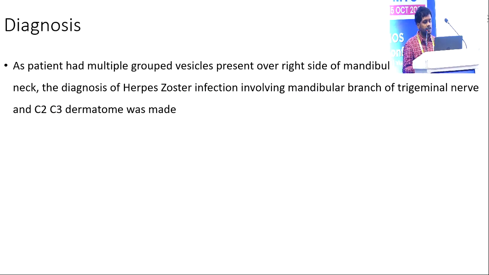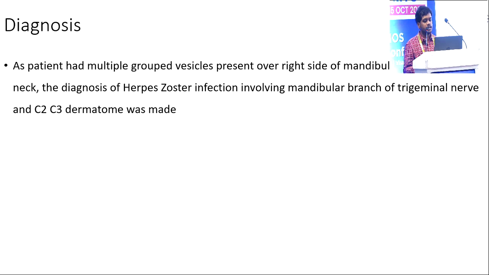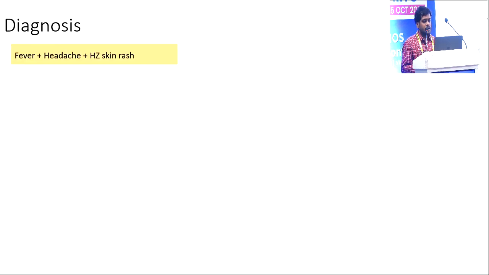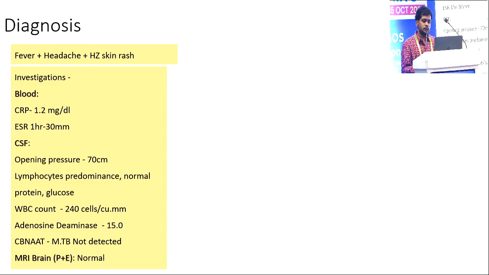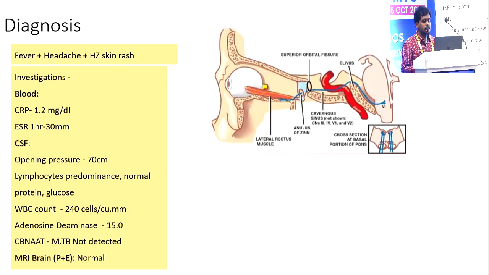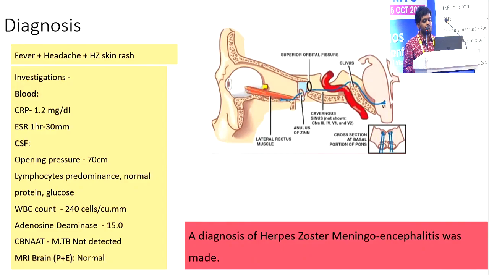Moving on to the diagnosis, as the patient had lesions on the right side of the mandibular region and neck, the diagnosis of herpes zoster infection involving the mandibular branch of the trigeminal nerve and C2 C3 dermatome was made by the dermatologist. In the view of the neurologist, there was fever, headache, and a history of herpes zoster infection, and inflammatory markers were elevated. In CSF, there was elevated opening pressure, lymphocyte predominance, and increased WBC count, so a diagnosis of herpes zoster meningoencephalitis was made.